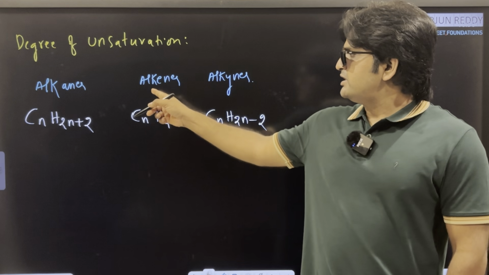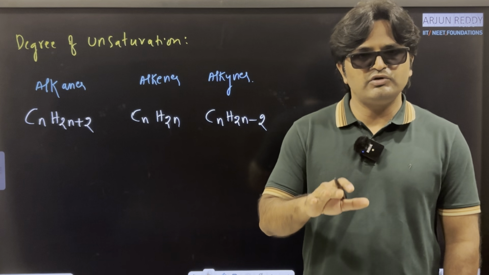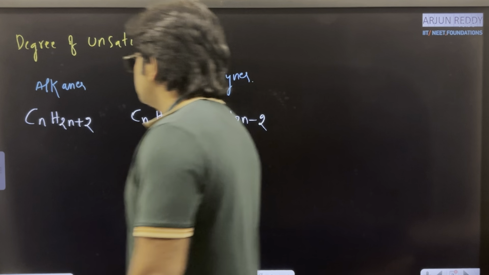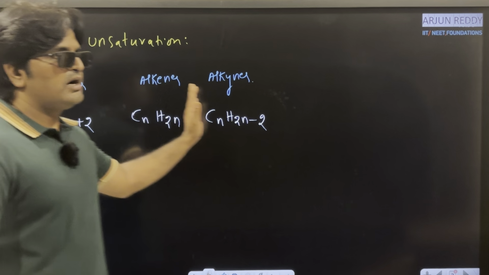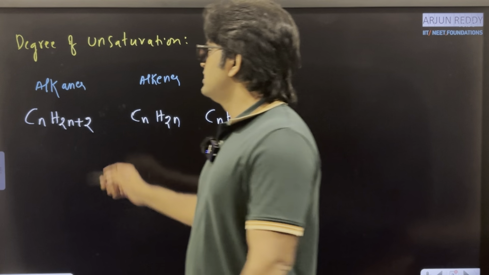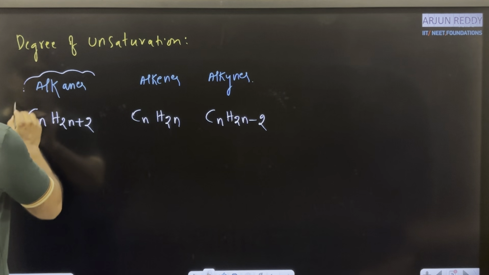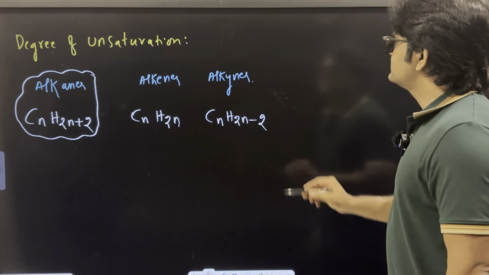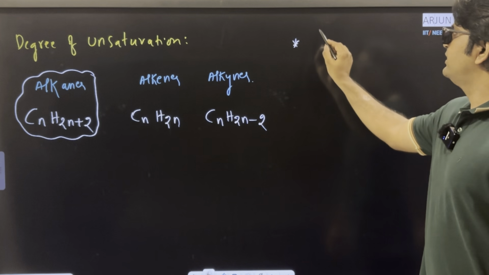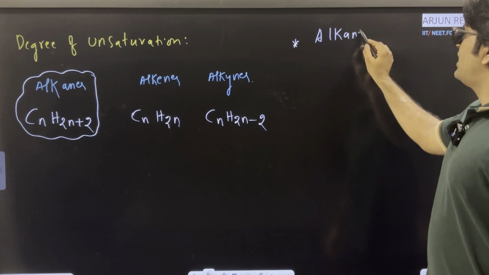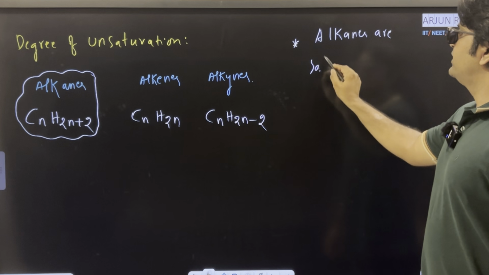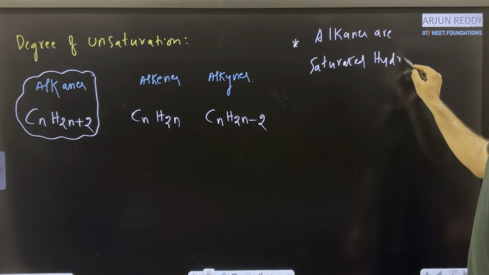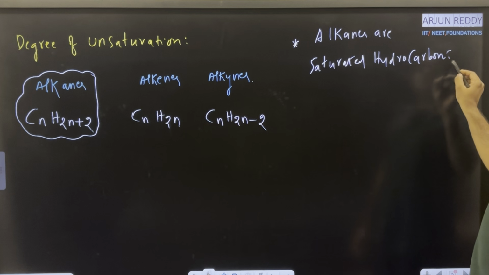General formula of alkanes CnH2n plus 2, alkenes CnH2n, and alkynes CnH2n minus 2. If you want to tell the degree of unsaturation, compounds should be compared with alkanes. Why? Because what is the speciality of alkanes? Alkanes are saturated hydrocarbons. Same point I am writing here: alkanes are saturated hydrocarbons.